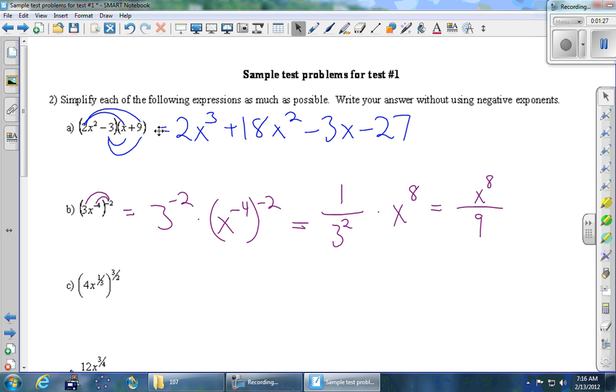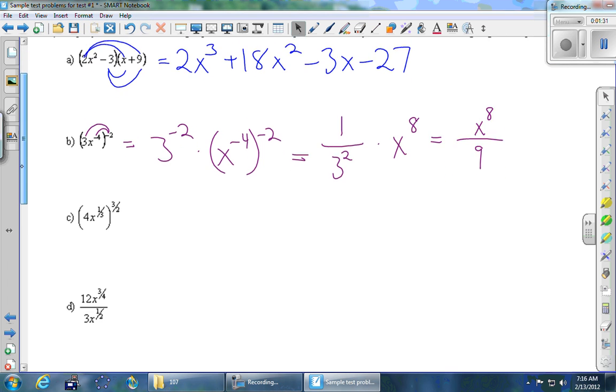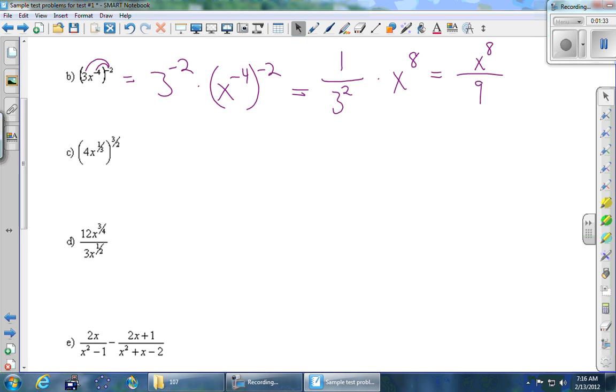Part C, 4x to the 1/3 to the 3/2. This is the same idea as part B, so we're going to bring that power in first. 3/2 is going to come in and hit both of these. So this equals 4 to the 3/2 times x to the 1/3 to the 3/2.